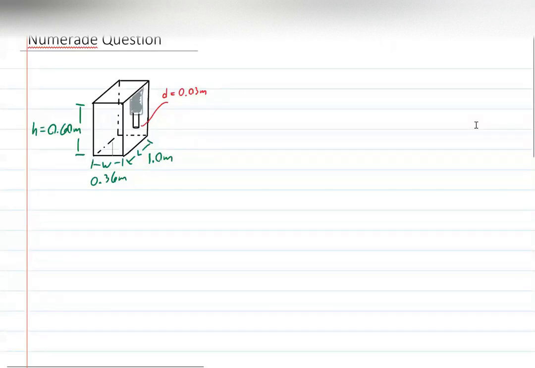Hi there. In this video, we're going to be going through a fluids question, and I've set up a picture here, but let me explain what's going on. We have a fish tank, and it's 36 centimeters by 1 meter by 0.6 meters, and those are the dimensions that I have selected here. I've taken the liberty of converting my centimeters to meters already.